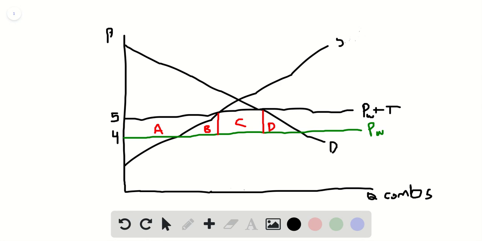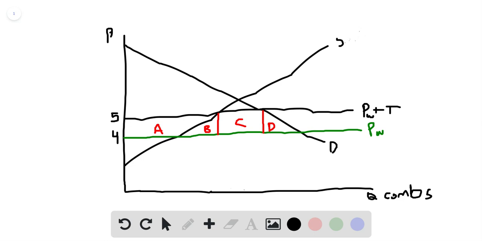Now we want to know which area on this graph shows the losses to US consumers from buying a smaller quantity of combs than they would have if they had just purchased it at the world price. And the answer to this would be area D. Area D is what is being lost.